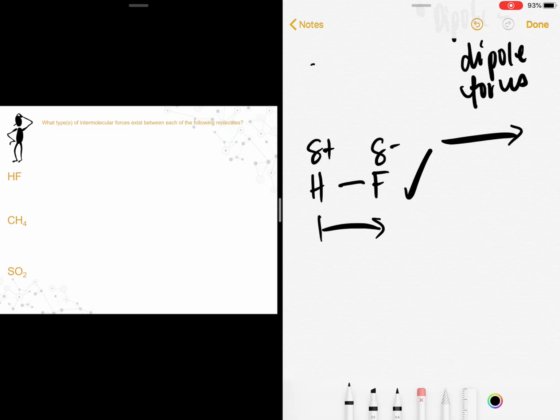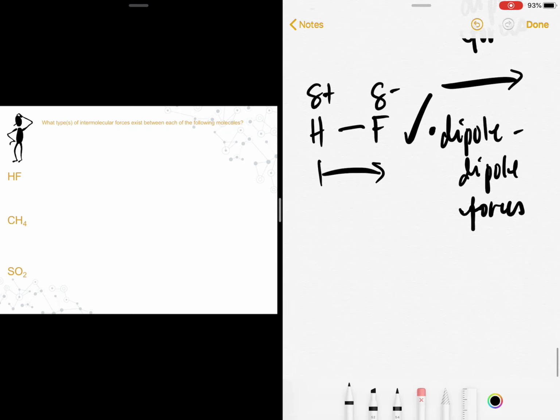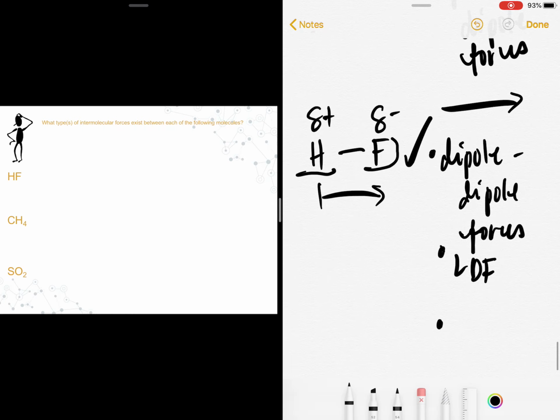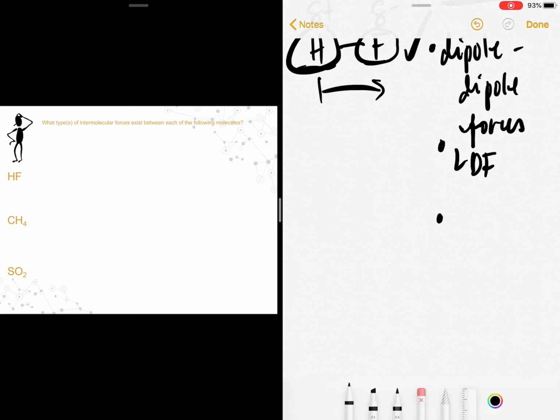Dahil may dipole moment siya, o ngayon, anong type of attraction meron sa kanya? Dipole forces, 'di ba? Kasi may dipole siya eh, kasi pumupunta sa isang direksyon yung ating molecule. So, meron ba siyang London dispersion forces? Yes, meron kasi lahat ng molecules meron. Next, yung ating may isa pa. It's a bond between hydrogen and fluorine. So, it can also form hydrogen bonding.